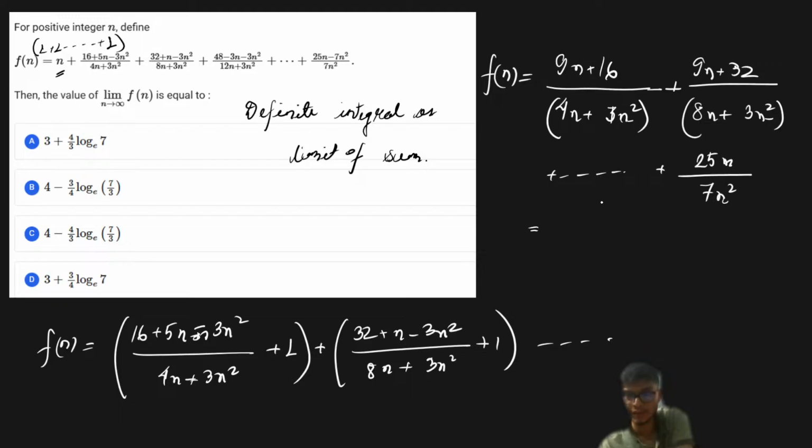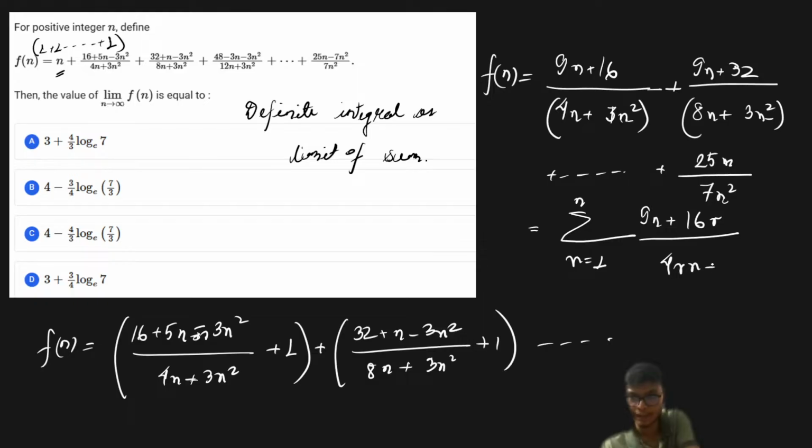Now what we can also do is simplify this part and write it as a summation, going from r equals 1 to n. I can write this as 9n plus 16r divided by 4rn plus 3n square. This is basically a shorter notation of the summation, right? Now we have simplified the summation from here.